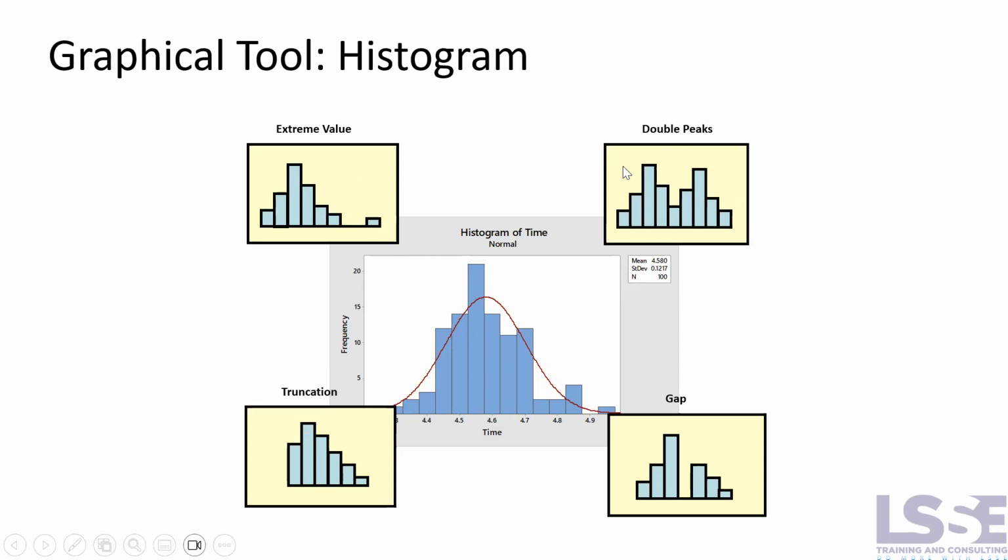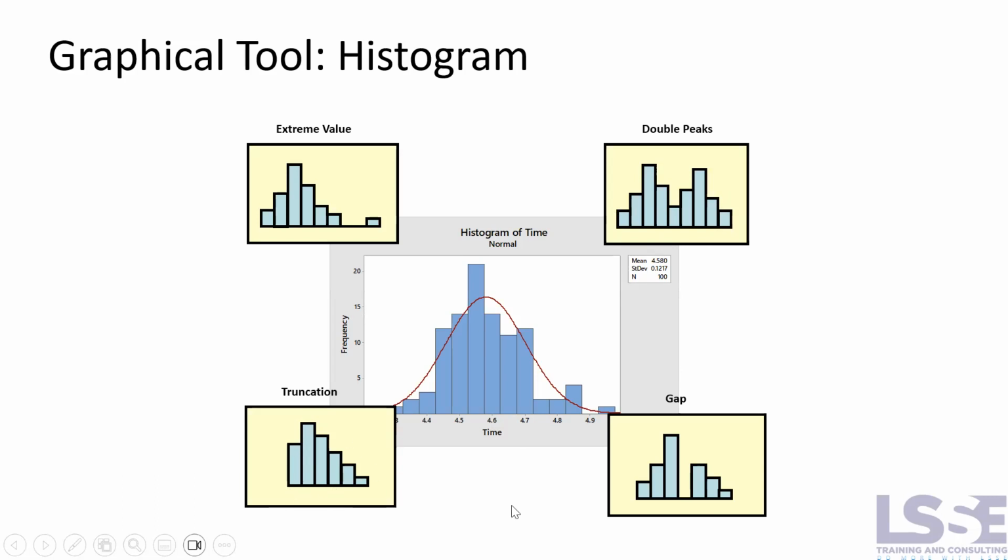If you have a histogram with double peaks, which means that there are two possible frequently occurring values, it might be that there are two processes involved. Two distinct processes, and you might want to investigate further to identify the cause of the two peaks. Another possible scenario could be a truncation, which means it starts early.